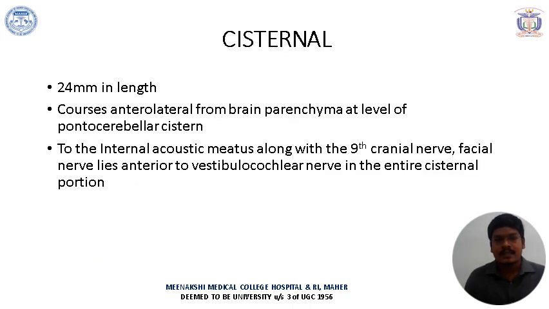Once after exiting from the pons, it has a cisternal component which is 24 mm in length, and courses anterolaterally from the brain parenchyma at the level of the pontocerebellar cistern. It reaches the internal acoustic meatus along with the vestibulocochlear nerve. The facial nerve lies anterior to the vestibulocochlear nerve in the entire cisternal portion.